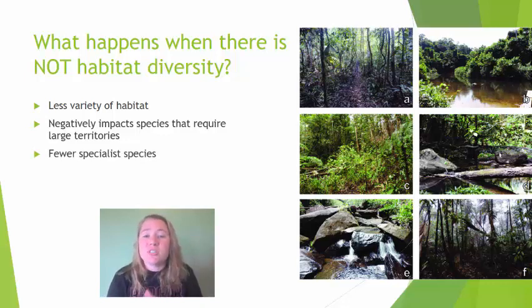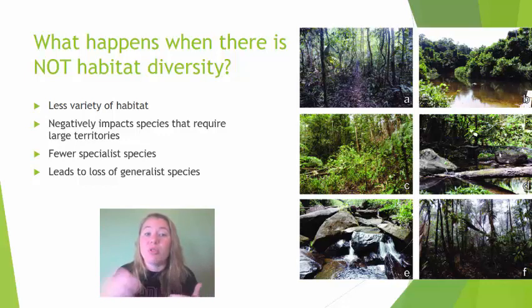There's also going to be fewer specialist species. So perhaps there is a small minnow that only is found in slow-moving streams above a certain altitude. Well, if that particular section of the habitat is wiped out, now that specialist species cannot survive anywhere in there, so they're going to experience decline. You're also going to see a loss of generalist species. Now, the loss of generalist species usually happens later in time than the loss of the specialist species, but it does happen if there is this prolonged loss of habitat diversity.